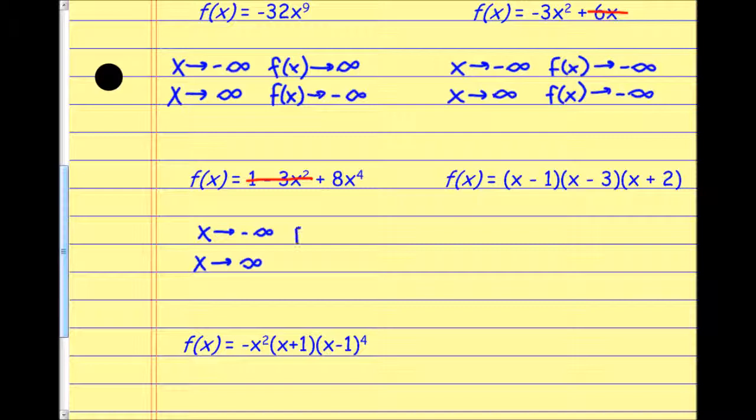So when I plug the negative infinity in here, negative infinity to the 4th power is a positive infinity, times a positive 8 is a positive infinity. If I plug the infinity in here, infinity to the 4th power is infinity, times a positive 8 is a positive infinity. Okay? The next one is a little bit different.